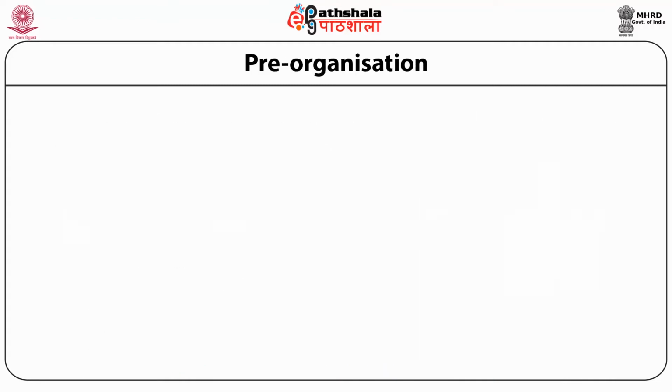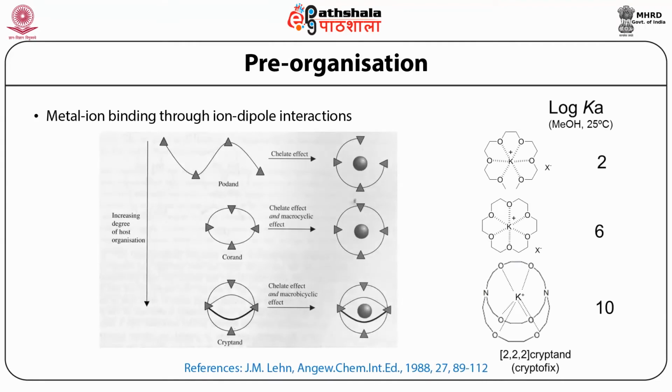Let's look at the following example where a metal ion like potassium is binding to different molecules through ion-dipole interactions. In one case you have this podand, which binds to potassium and forms a macrocyclic-like structure. In another case you have something called a coronand, which already has this macrocyclic structure and just binds to the potassium ion. In the third case you have a macrobicycle called a cryptand, and it encapsulates the potassium.